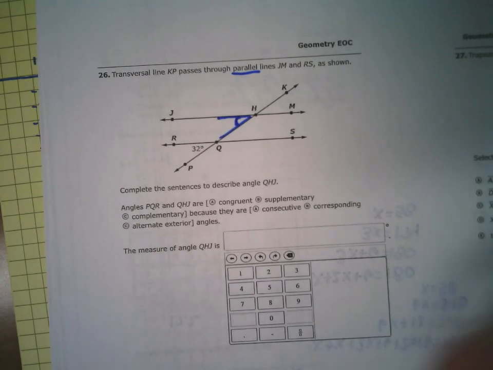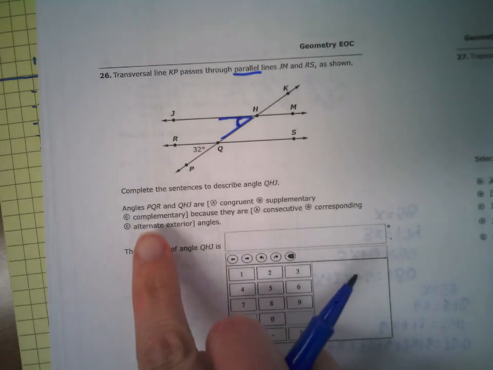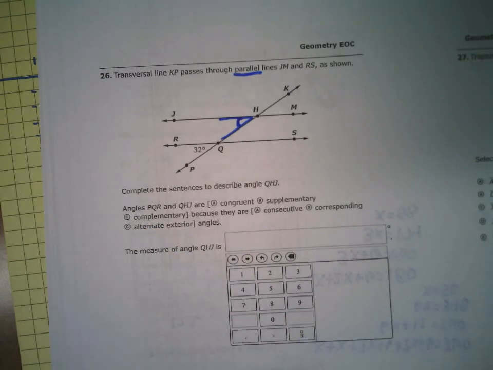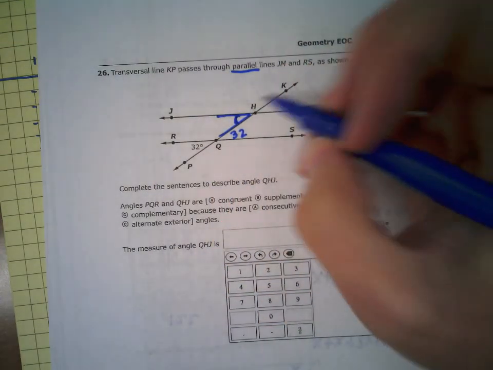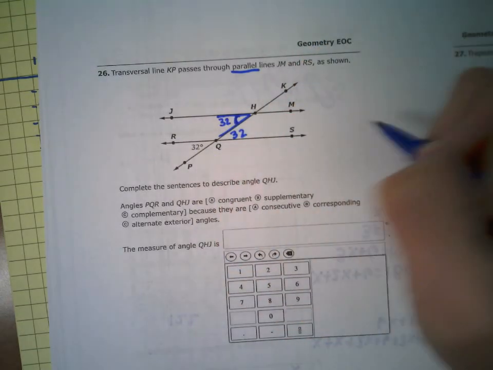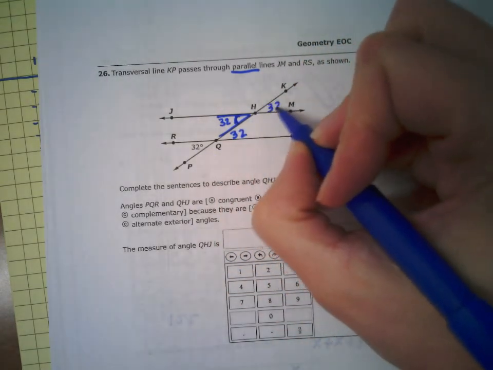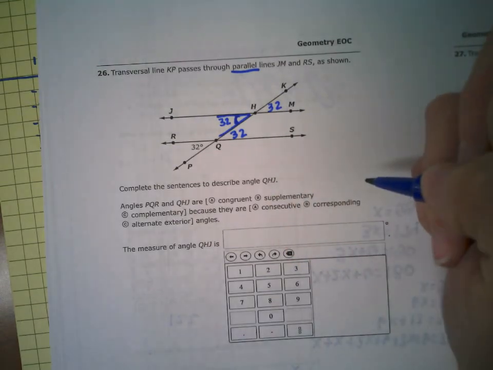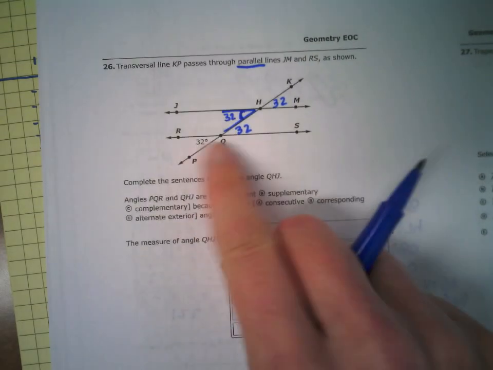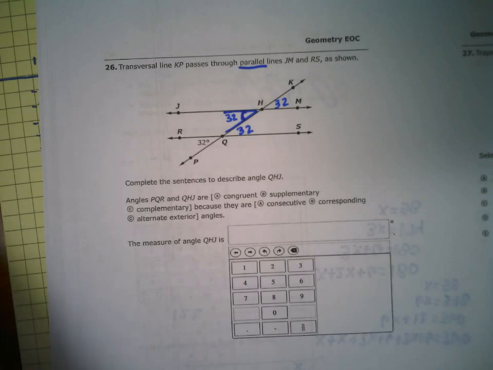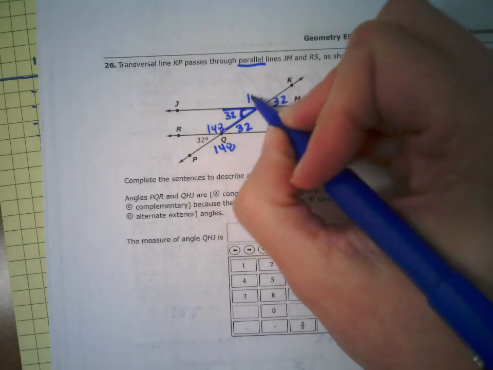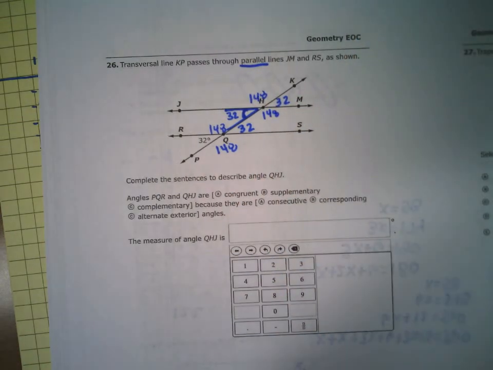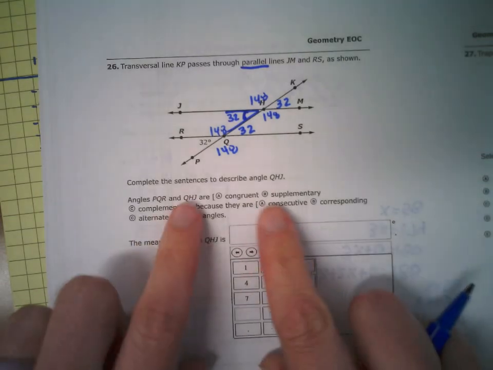Okay. I'm looking at my picture and I personally would start labeling things, right? So if this is 32, I know the vertical angle is 32. I know my corresponding angle is 32. I know this vertical angle is 32. I would just start matching those kind of things up, right? Then I know my linear pairs would have to be whatever 180 minus 32 is. So this is 148, this is 148, this is 148, this is 148. So I've filled everything in. That might help me when I'm thinking about this stuff.